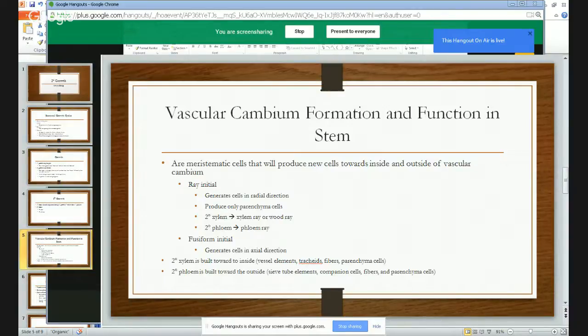With this particular part, it's going to divide forwards and backwards. So it's going to produce cells towards the inside or the center of that stem or root. It's also going to produce cells towards the outside of the root or the stem. So we call it just inside or outside of that vascular cambium.